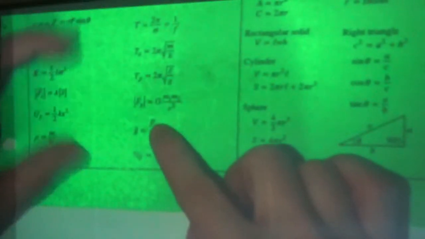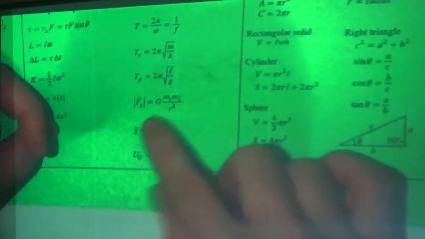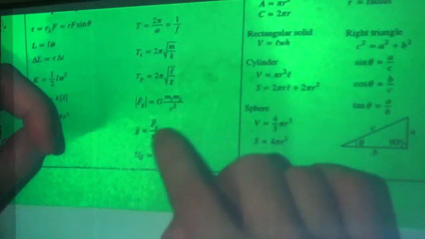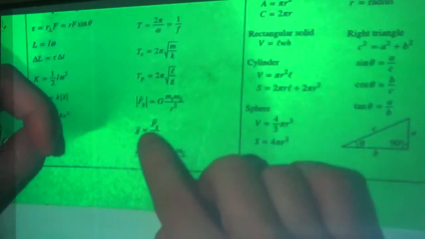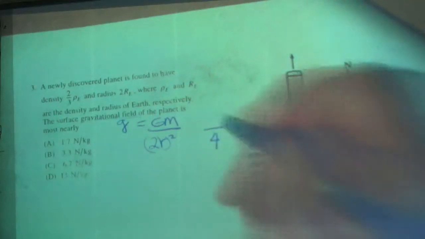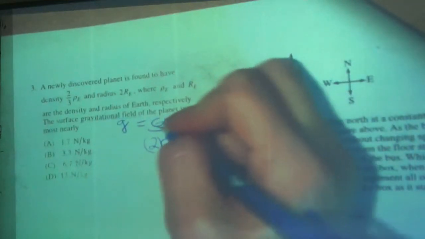And if you look at your equation sheet, little g is Fg over m, which is super helpful if you know Fg, but for this specific planet we don't know it. So I'm going to go to the Fg equation, G m1 m2 over r squared. So little g is just this equation, but cross off a mass. So little g is GM over r squared. And we know what's happening to the radius. This is going to be 2 times the radius, which is going to be 1/4 of the force. But we don't know what's happening to the mass.